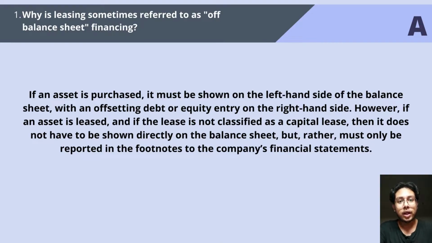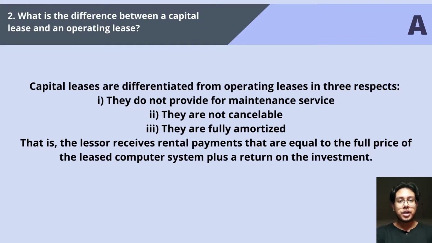Question A1. Why is leasing sometimes referred to as off-balance sheet financing? If an asset is purchased, it must be shown on the left-hand side of the balance sheet with an offsetting debt or equity entry on the right-hand side. However, if an asset is leased, and if the lease is not classified as a capital lease, then it does not have to be shown directly on the balance sheet, but rather must only be reported in the footnotes to the company's financial statements.